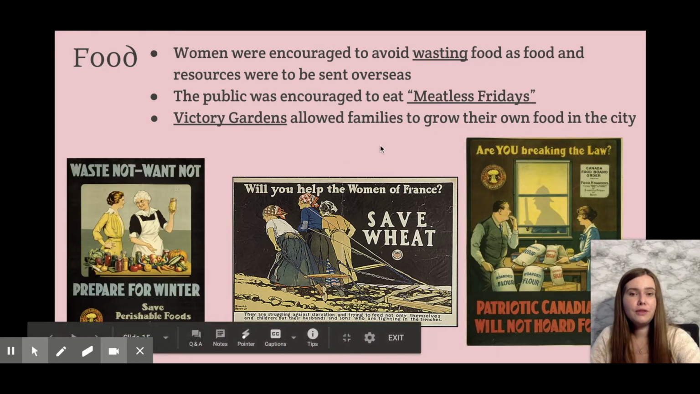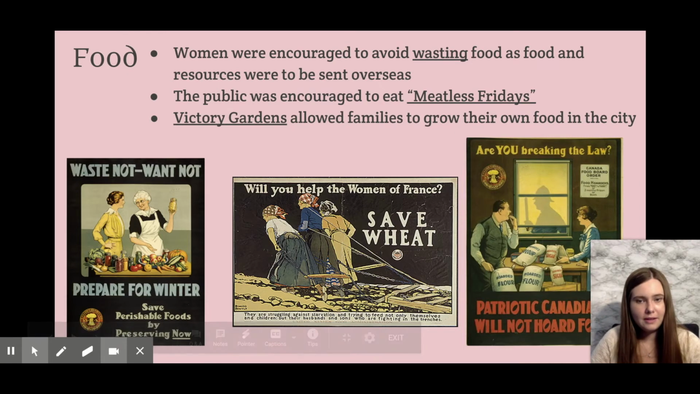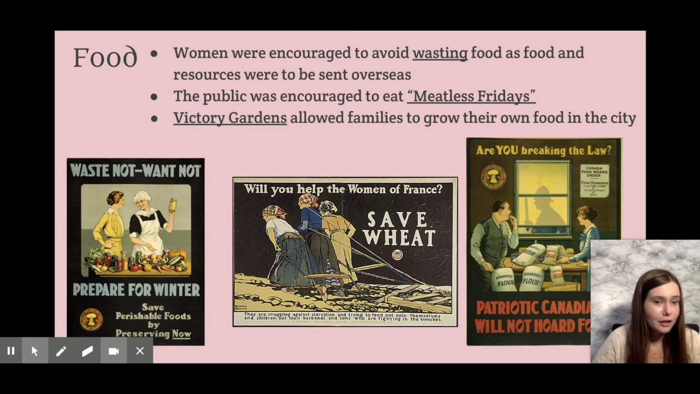This was also produced in French. And it says, will you help the women of France save wheat? Basically, it talks about at the bottom how they're struggling against starvation and trying to feed not only themselves and their children, but the husbands who are fighting in the trenches. So France is helping support all the men on the front line. So we need to do our bit while we're here in Canada to essentially save our own wheat and our other supplies so we can send it to them so France doesn't have to starve itself.